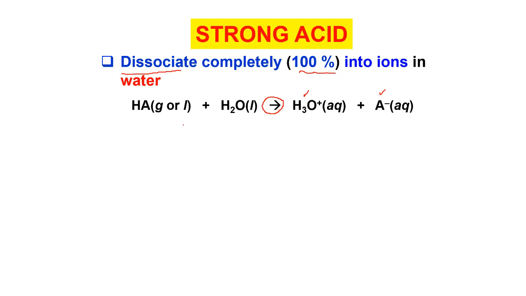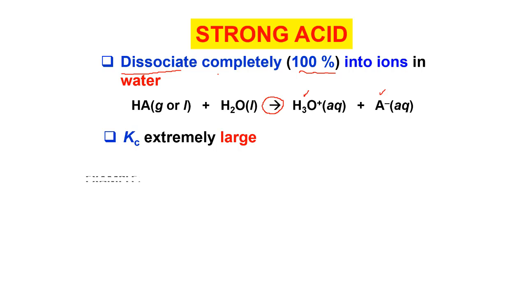So, because HA is a strong acid, it dissociates completely. It completely donates a proton to water. So, when it donates the proton, it means all the HA molecules have become these ions. None are left as undissociated molecules. Alright, 100% converted into ions. Okay. So, the Kc value of a strong acid is extremely large. Its Kc value is very large for a strong acid.